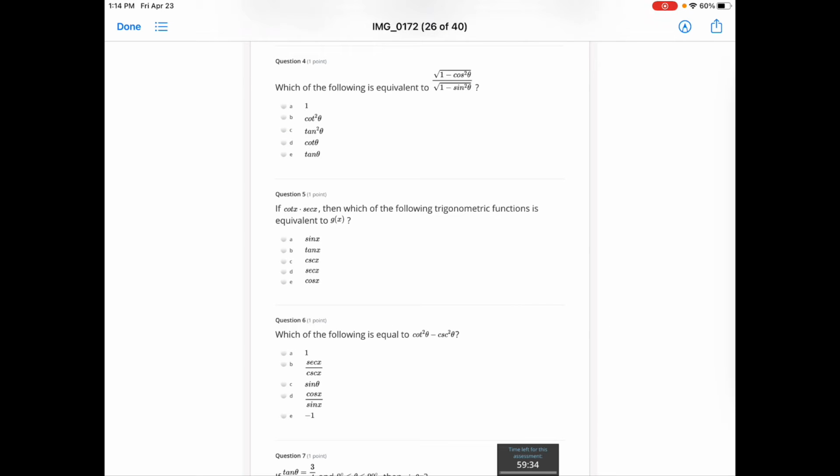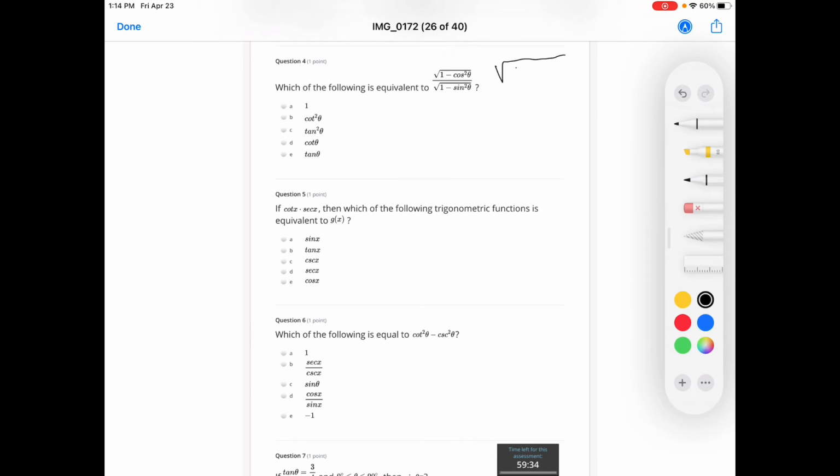All right, number 4, you have the square root of 1 minus cosine squared, that's the square root of sine squared, divided by the square root of 1 minus sine squared, that's the square root of cosine squared. All right, so if you take the square root of sine squared, that's just going to be sine, because sine times sine gives you sine squared. So the square root of sine squared is sine. The square root of cosine squared is cosine. And sine theta divided by cosine theta is tangent.